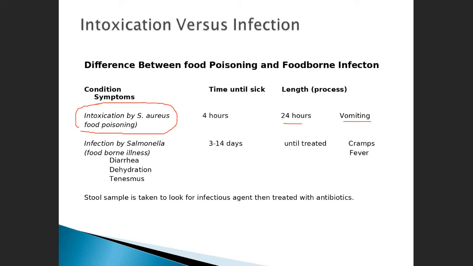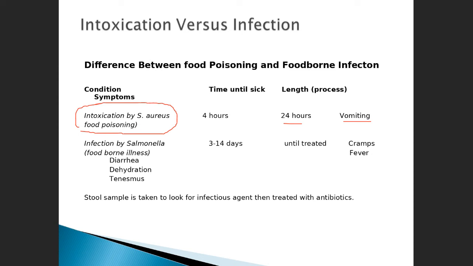Now these things got moved over here. If you look at the presentation, they won't be moved over. It's just when they made it in a PDF, they got moved over. But here again, infection by Salmonella, foodborne infection, right? You get exposed, and then 3 to 14 days later from the time you got exposed, you start to develop symptomology. The symptomology is cramping, it's fever.